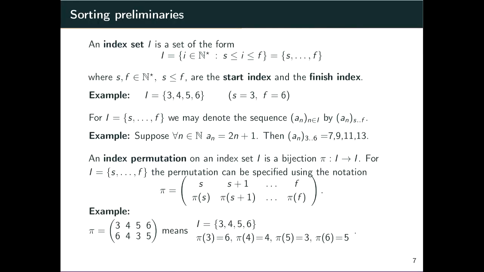And here's just a simple example on our index set we've defined before. So pi equals this thing here, and all that means is pi 3 is equal to 6, pi 4 is equal to 4, pi 5 is equal to 3, and pi 6 is equal to 5.